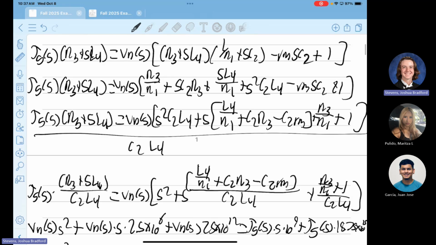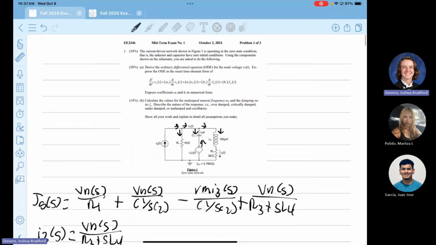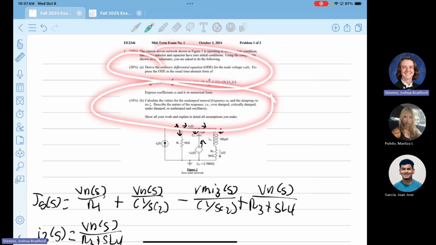Okay, so that is 20% of the test. Congratulations, you got a 20. What do we do next? We got this part done. Now we need to do that part.